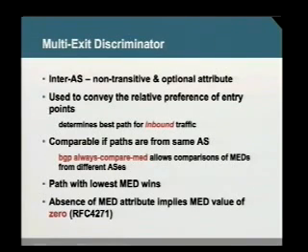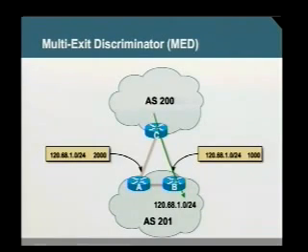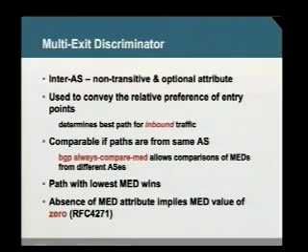Optional attribute, that's actually caused a huge amount of issues. Well, which I'll get to really on the next slide. But optional attributes, a huge number of issues. So, used to convey the relative preference of entry points, determines best path for inbound traffic, opposite to local preference. It's compared only if paths are from the same autonomous system. Right? So in the previous slide, the paths were from the same autonomous system. So it's only compared if paths are from the same AS. If the paths are via different AS, by default, MEDs are not compared.